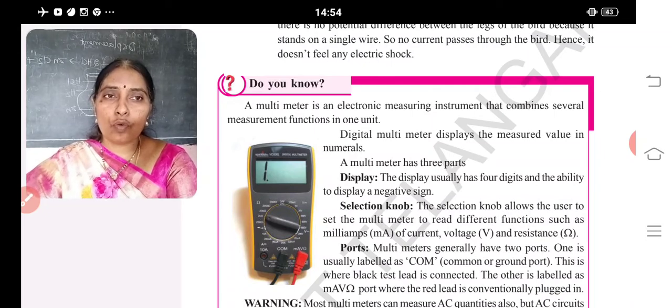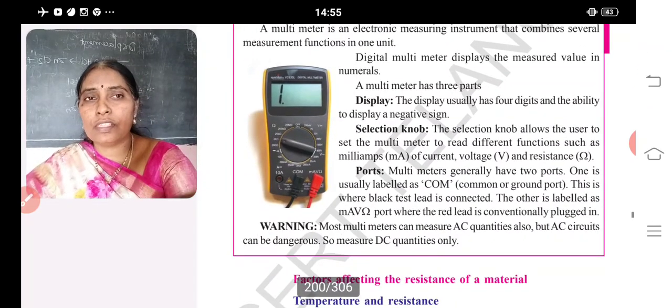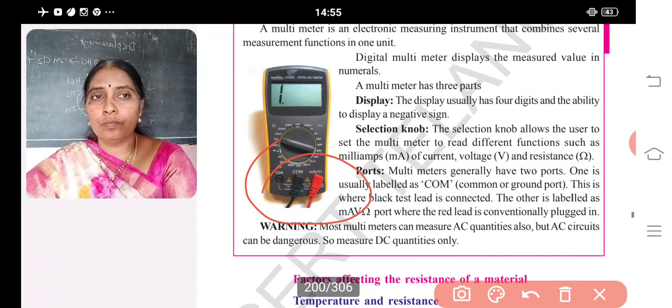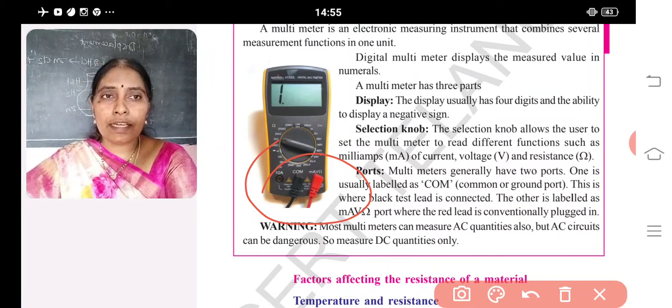Multimeters generally have 2 ports. One is usually labeled common or ground port. This is where the black test lead is connected. The other is labeled the MAV port, where the red lead is conventionally plugged in. Now you can see the black and red.